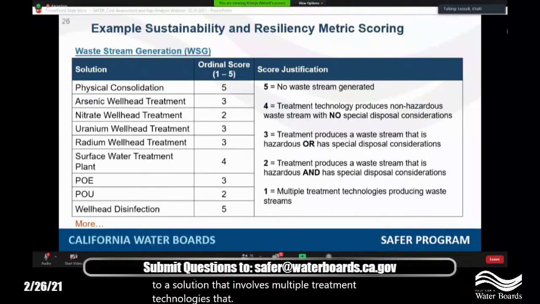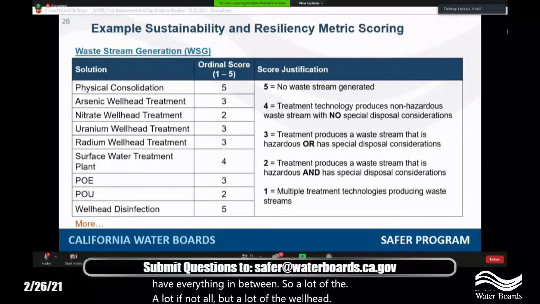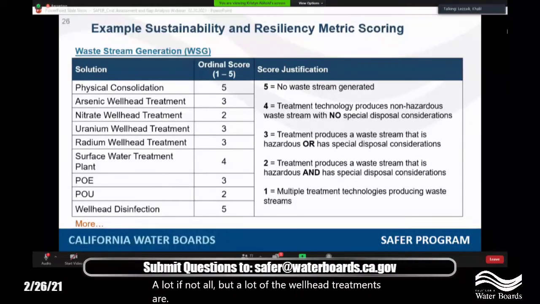In that case, we'd give it a low score of 1. And then you have everything in between. So a lot, if not all, but a lot of the wellhead treatments have a score of 3 because they tend to produce a waste stream that is either hazardous or requires special disposal considerations. And again, this is one rubric. Each of the other metrics would have their own unique rubric that goes through its own analytical framework. And I think we can move to the next slide.